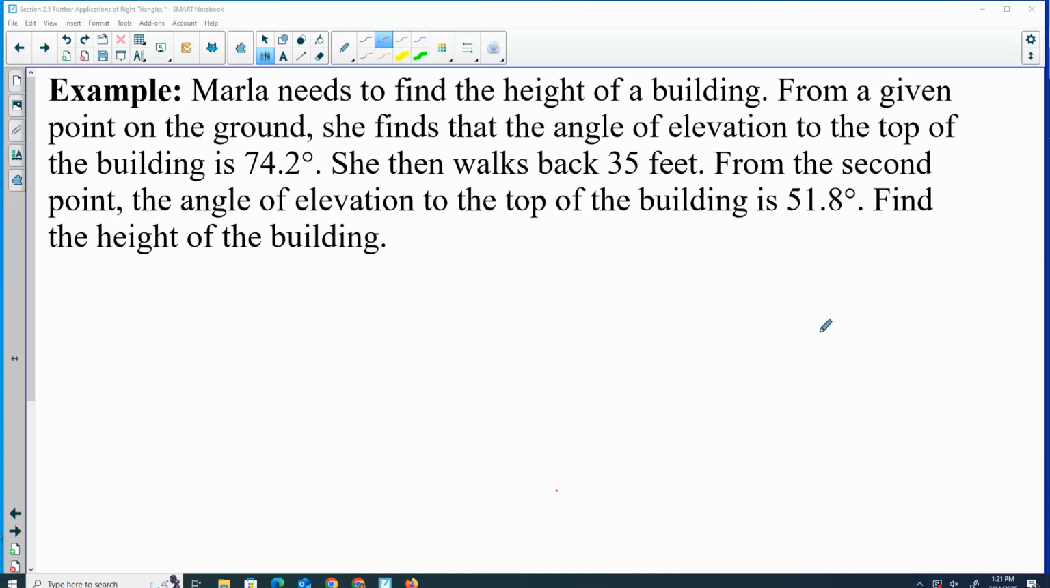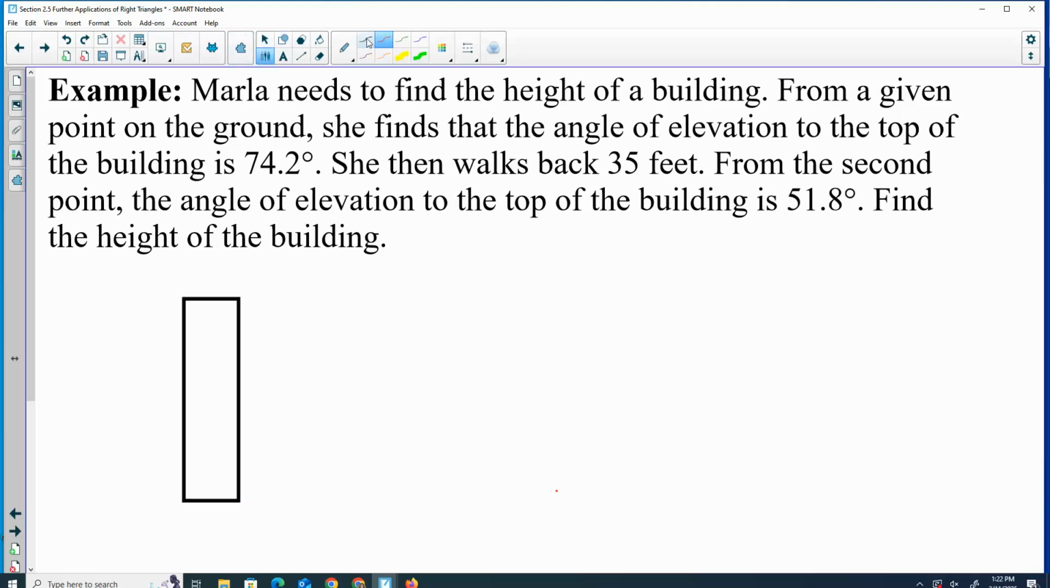So Marla needs to find the height of a building. From a given point on the ground, she finds that the angle of elevation to the top of the building is 74.2 degrees. Okay, so if I'm going to draw a picture, we have some building.